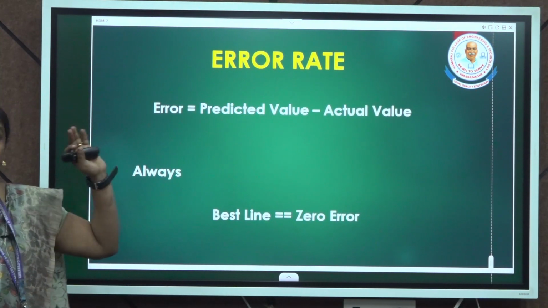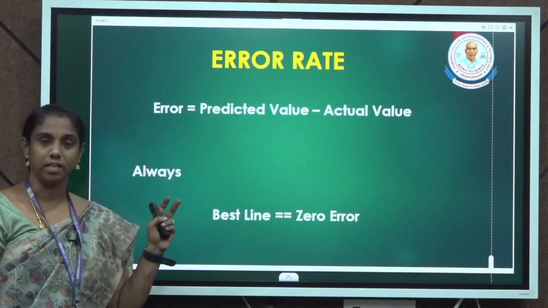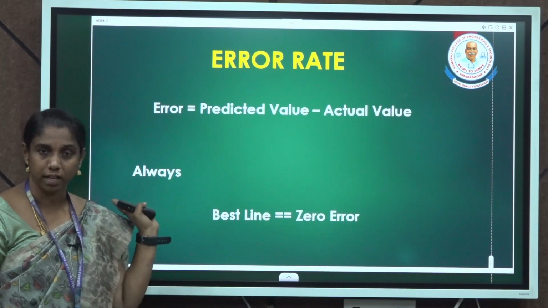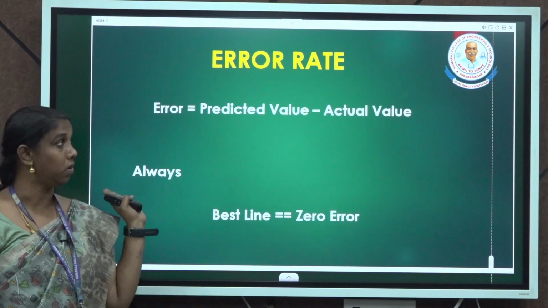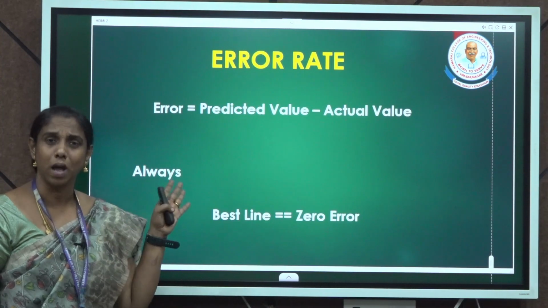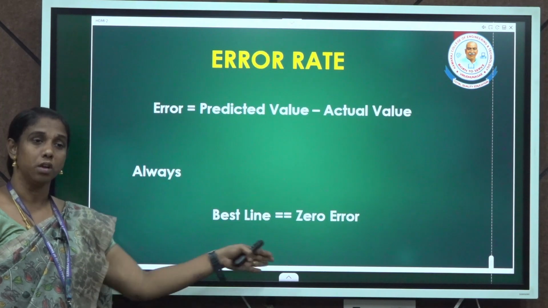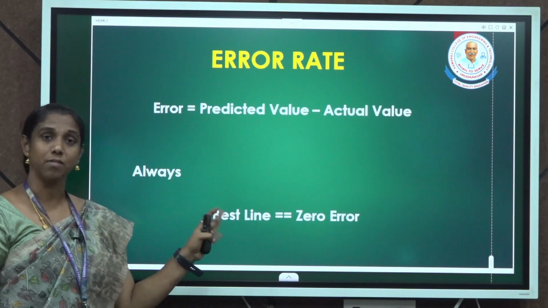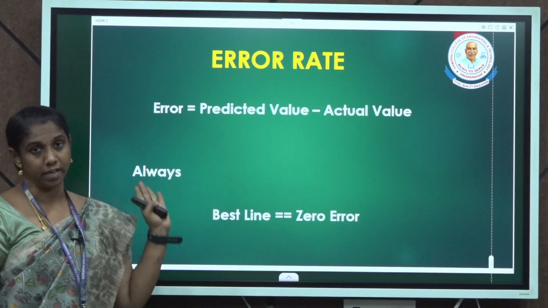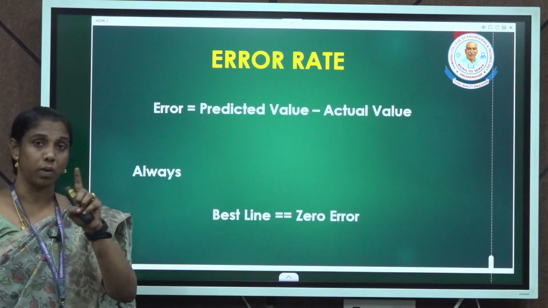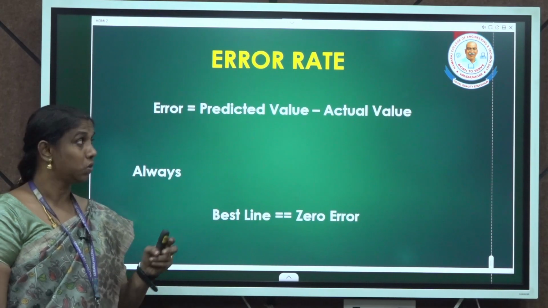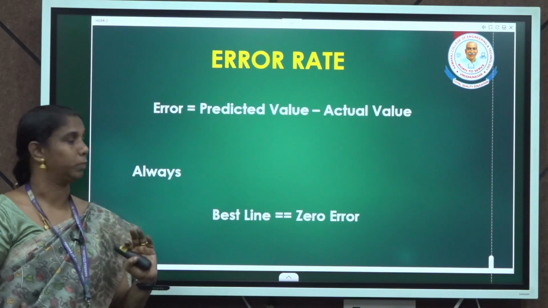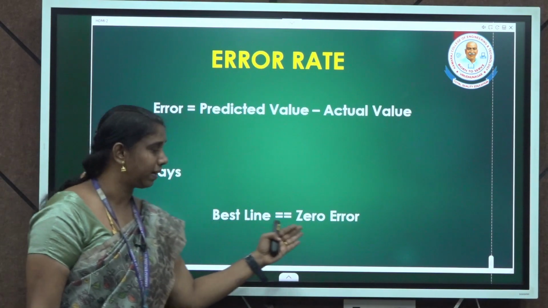So how can we calculate the error? Error is nothing but predicted value minus actual value. Here the predicted value is 300 and the actual value is 6. For 30 rupees I can buy only 6 chocolates, that is the actual value, but in my graph the output showed 300. So 300 minus 6, what is the error? 314 is the error, so it is a huge error. We can reduce that error so that we can predict the correct output. The best line always has 0 error.